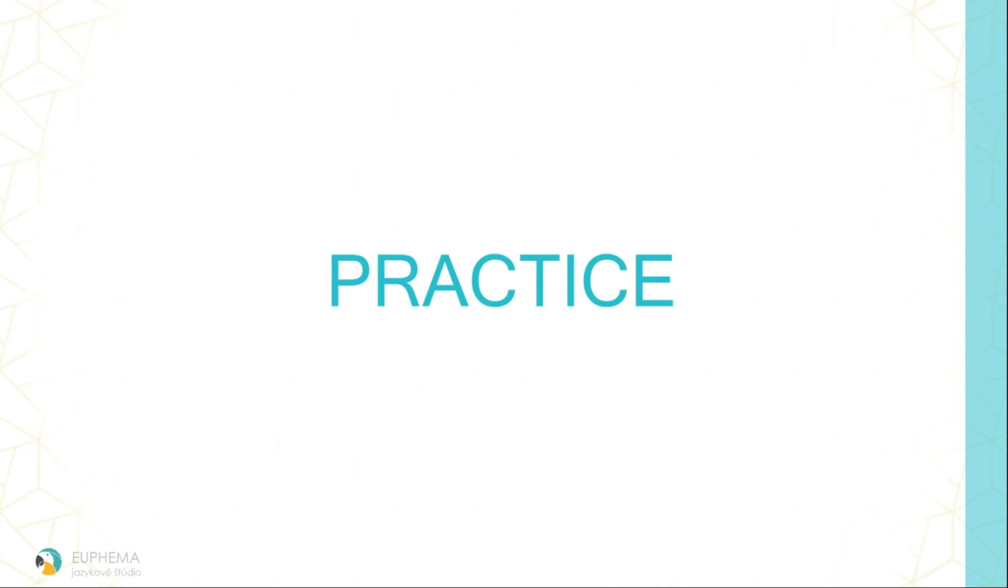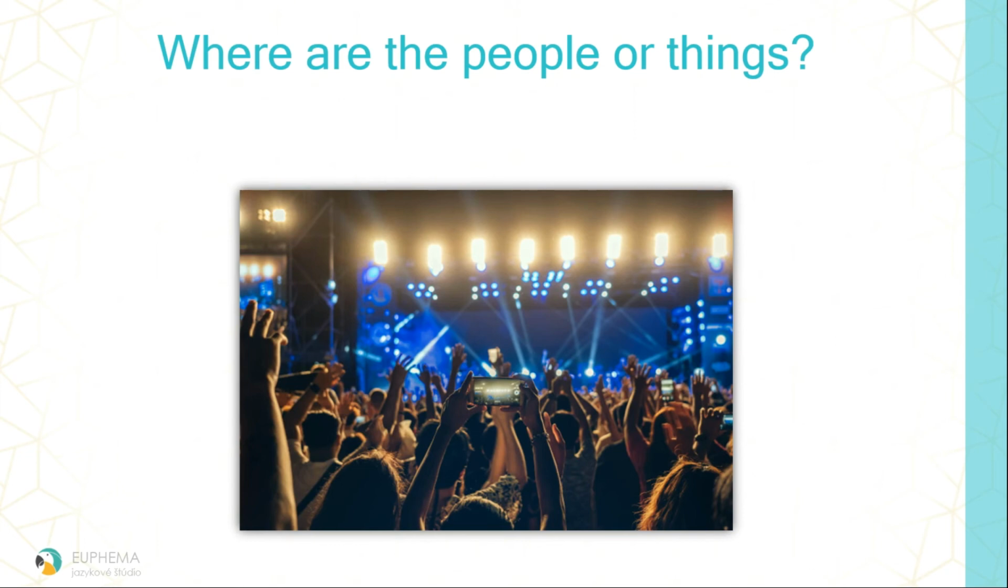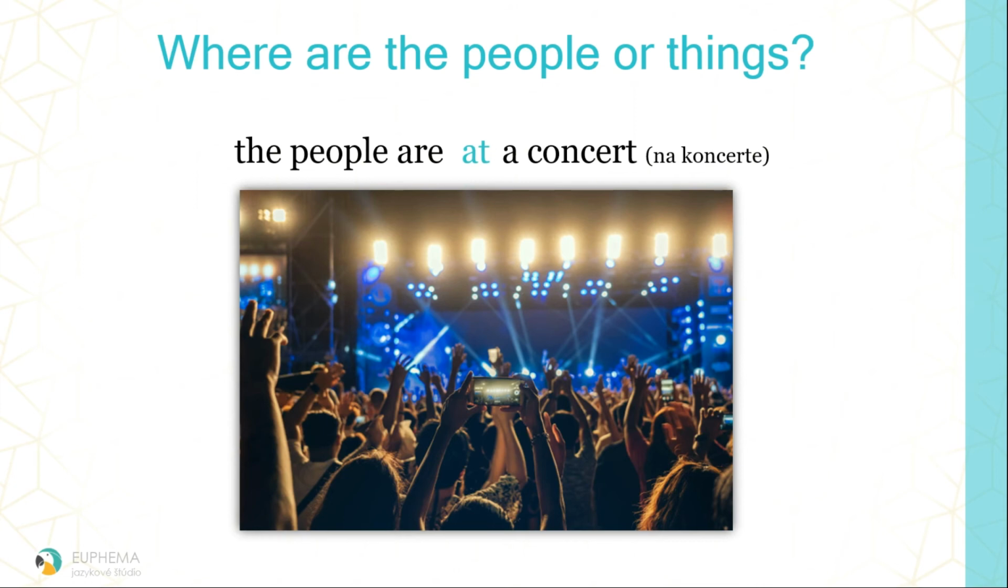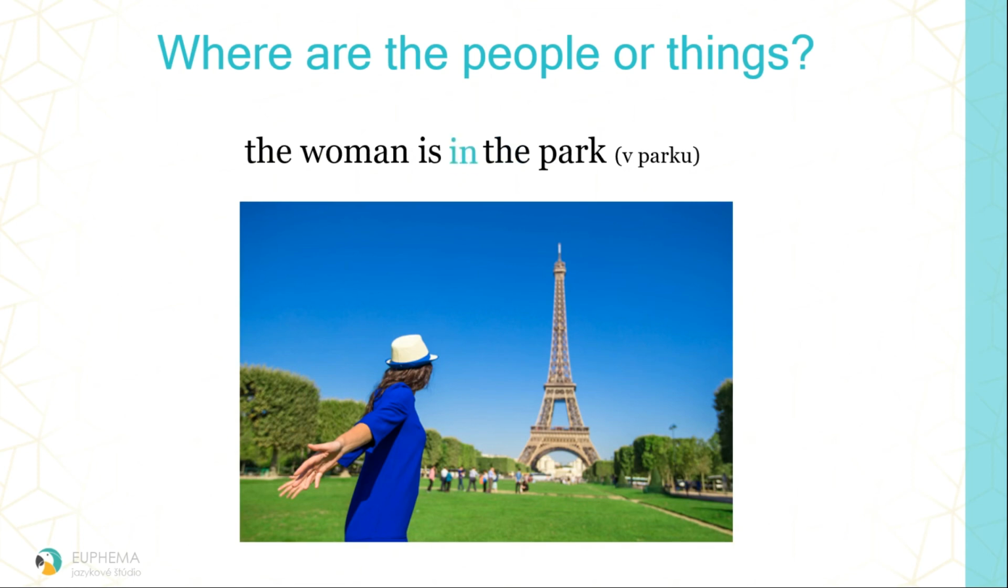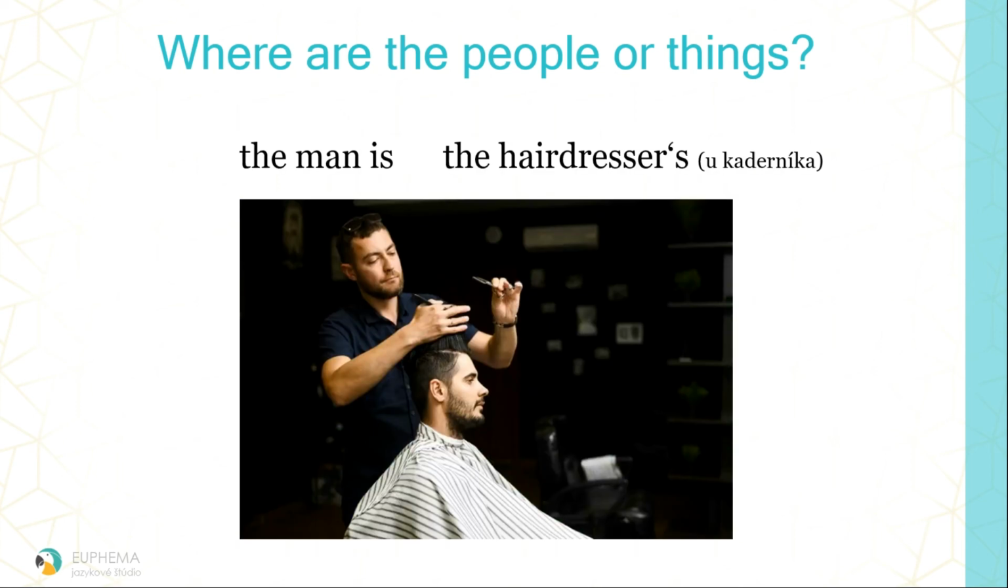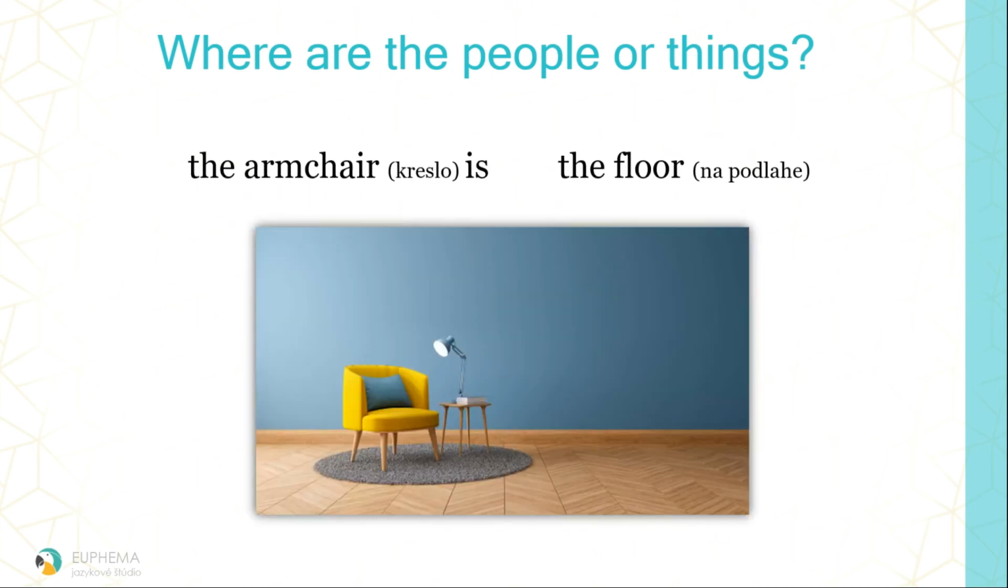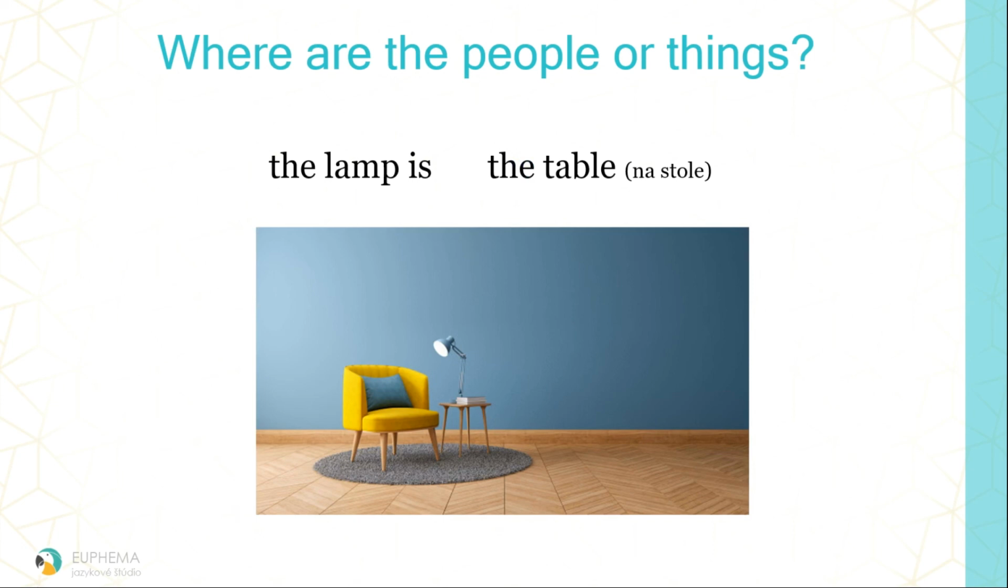Let's practice even more with pictures. Please answer, where are the people or things? The people are at a concert. In Paris. In the park. On the grass. Yeah, the man is at the hairdresser's. The armchair is, you guessed it, on the floor. The lamp is on the table.